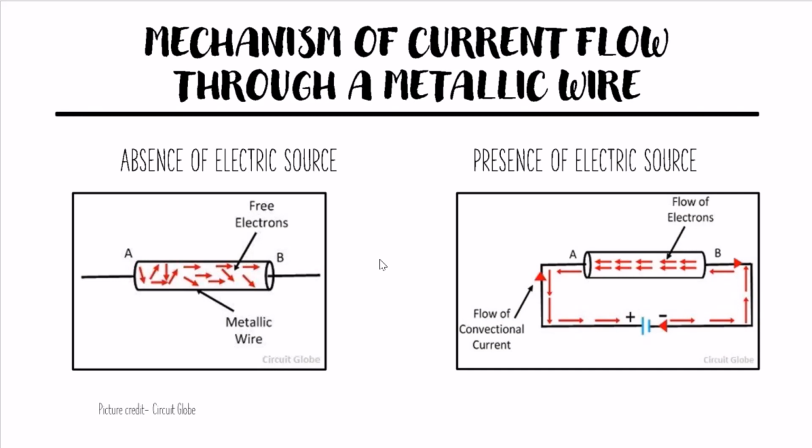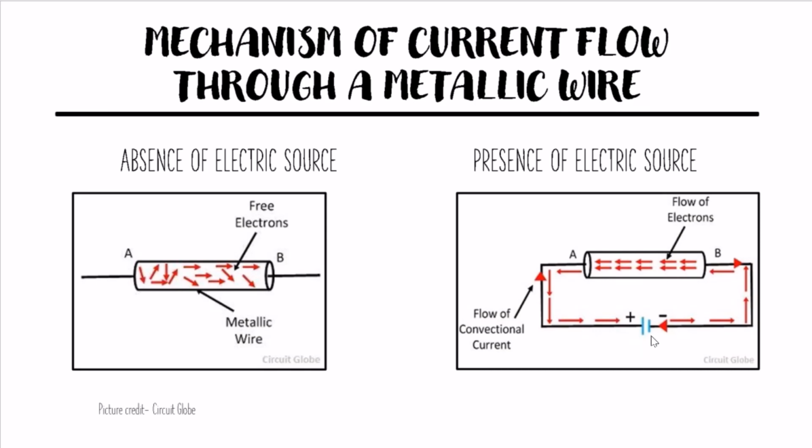Let us assume we have a copper wire which is filled with countless number of copper atoms. In the first figure, when this wire has not been connected to any source of electricity, like a cell or a battery, then the electrons present in it move in random directions. These electrons are the free electrons.